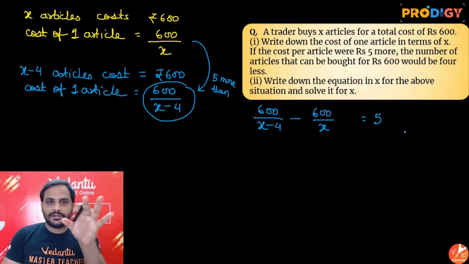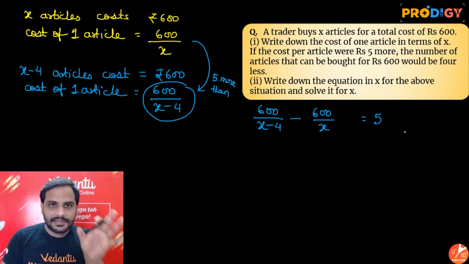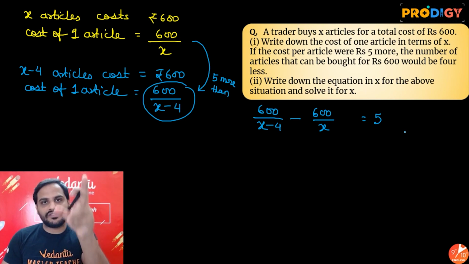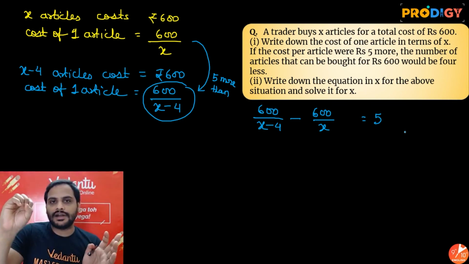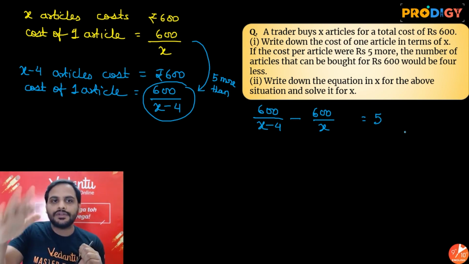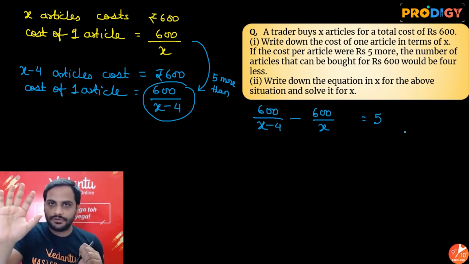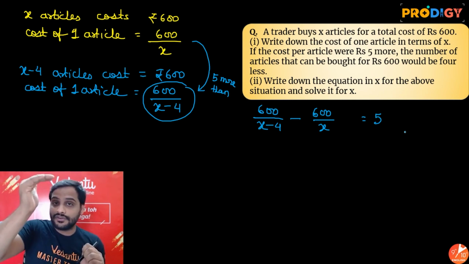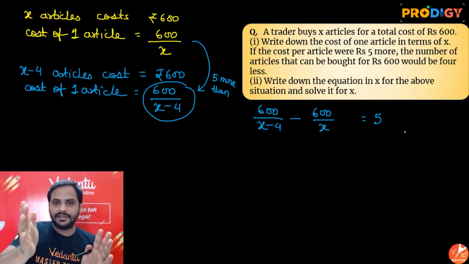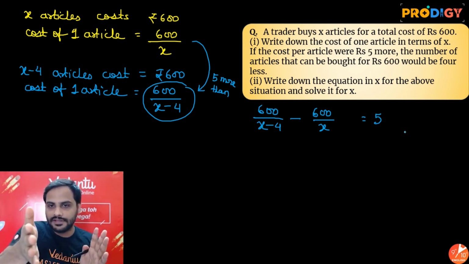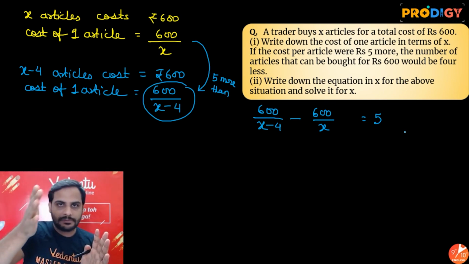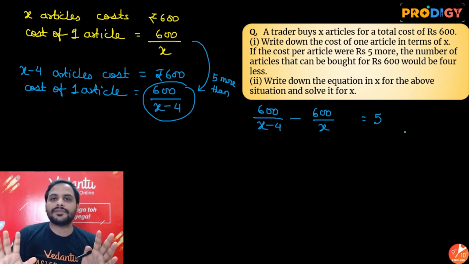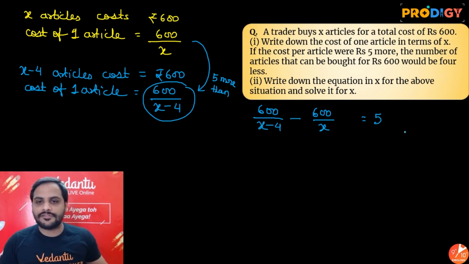Try to understand. Cost in the second case is rupees 5 more than the cost of one article in the first case. Suppose in the second case, the cost of one article is, let's say, rupees 15. In the first case, it is 10 only. So the increase in the cost of one article is 5 rupees. So the cost of one article in the second case is 600 upon x minus 4, and in the first case it is 600 by x. That difference is equal to rupees 5. Simple.